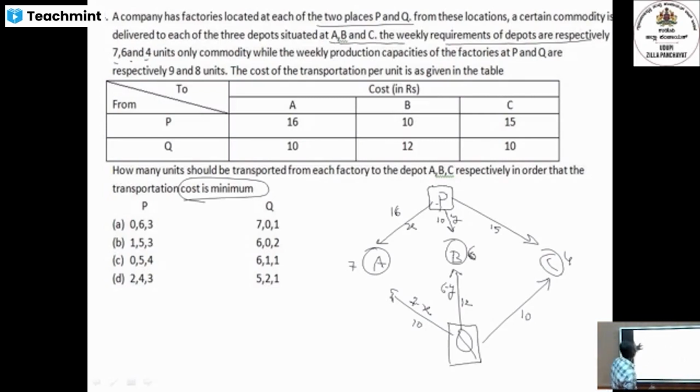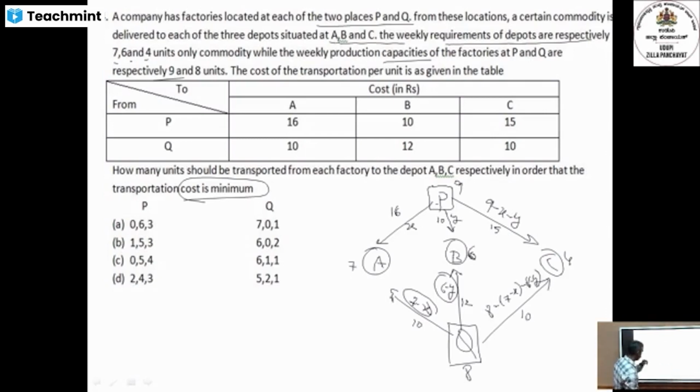So P and Q have production capacities of 9 and 8 units respectively. So P's production capacity is 9. Already x and y are distributed. The remaining 9 minus x minus y is allocated to C. Same way, Q is 8. So 8 minus (7 minus x) minus (6 minus y) is allocated for C.